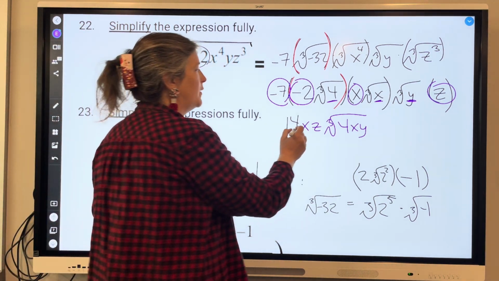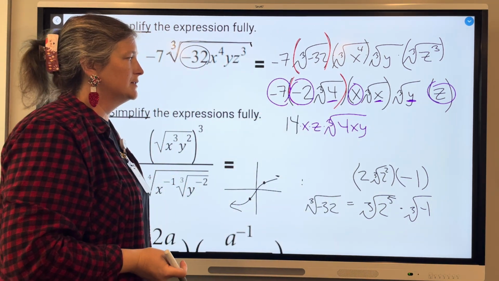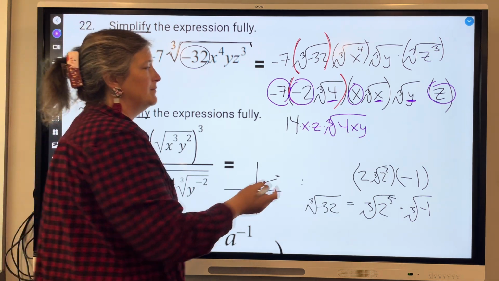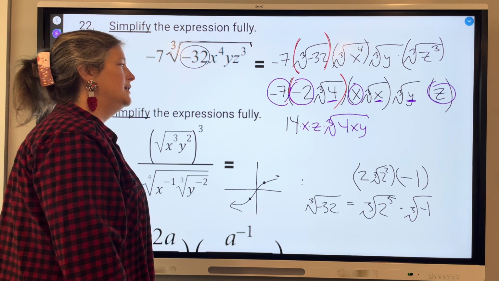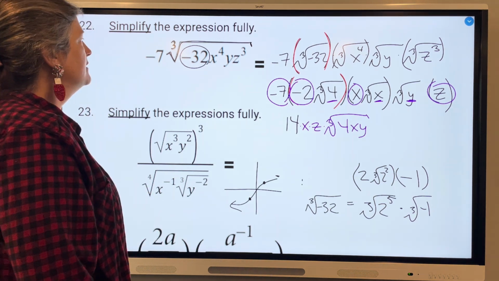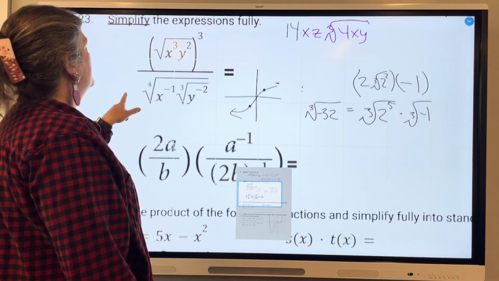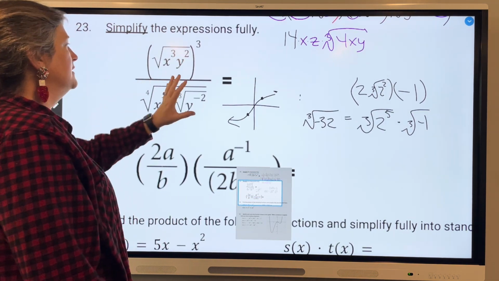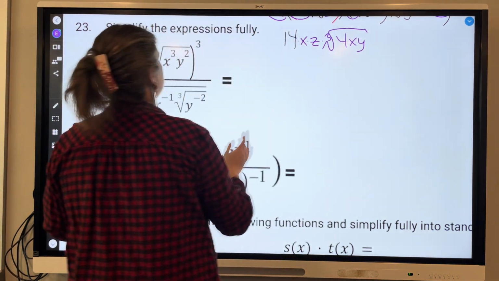So that is one way to see what's happening here. We don't have to write the multiplication, but I want to show that that is all multiplication. And my radical needs to encompass all the way to the end of 4xy, because all of that is left inside. So that's one way to handle this. You're definitely going to have to factor your negative 32. That's the key. Simplify the expression fully. This is a bit of a mess. So let's make room.